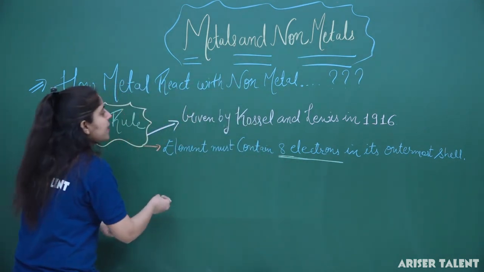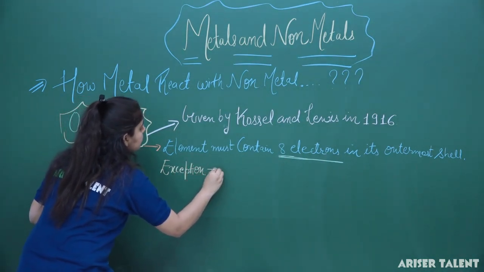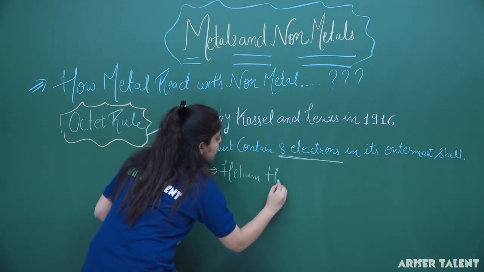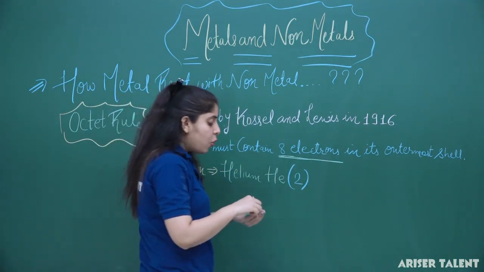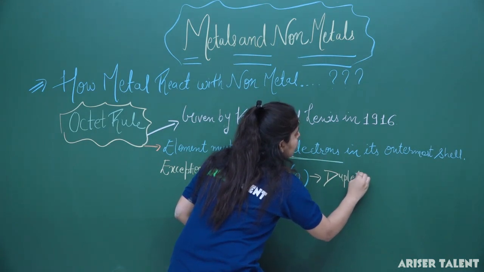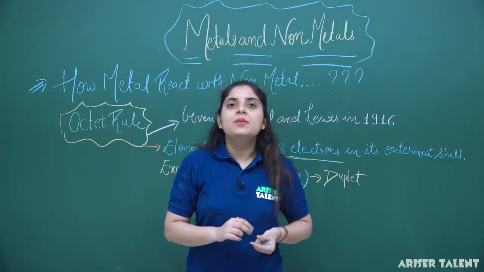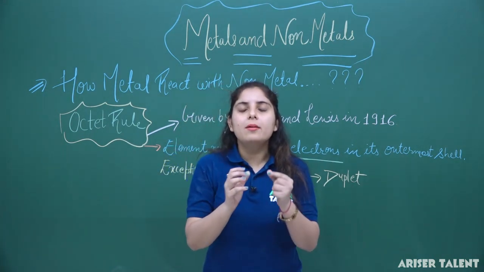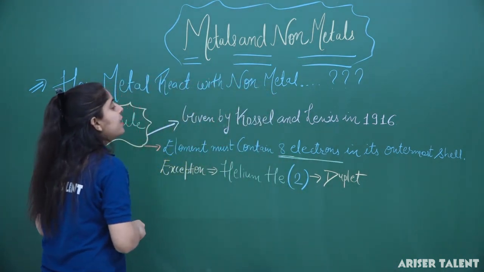So what is the exception here? The exception here is helium. Helium is He and it contains 2 electrons in its outermost shell. So we can say that its octet is not complete, its duplet is complete. So this is known as duplet. And the elements which have 8 electrons in the outermost shell are considered as an octet. Now we can see some examples of the elements or noble gases which have 8 electrons in the outermost shell, whose octet is complete.